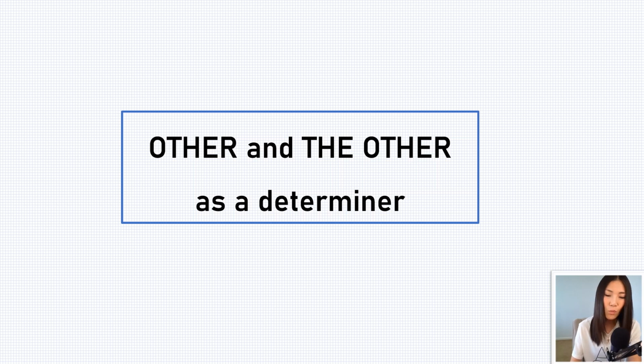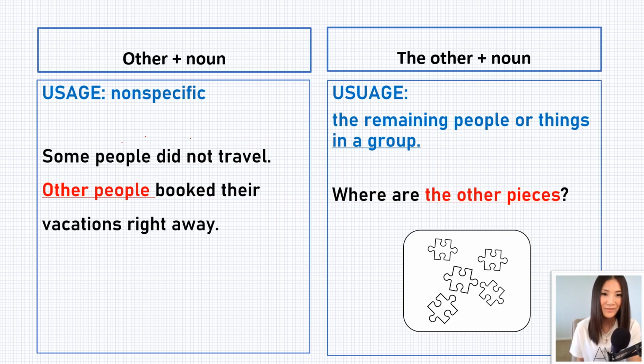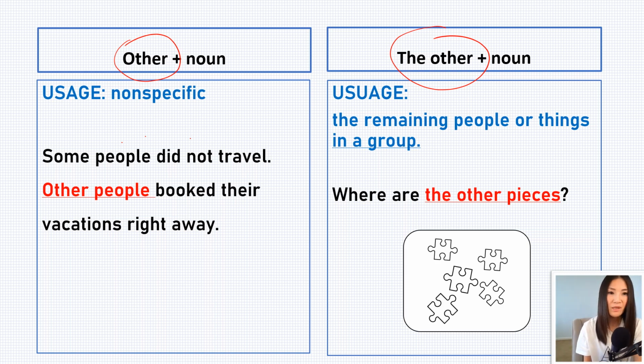Let's talk about when we should use the word other and when we should use the other when we are using them as a determiner. So we just said that a determiner comes in front of a noun. So we're going to look at the difference between other and the other when it comes in front of a noun. On the left side, it says we use it when we are being not specific. So we are generally speaking.